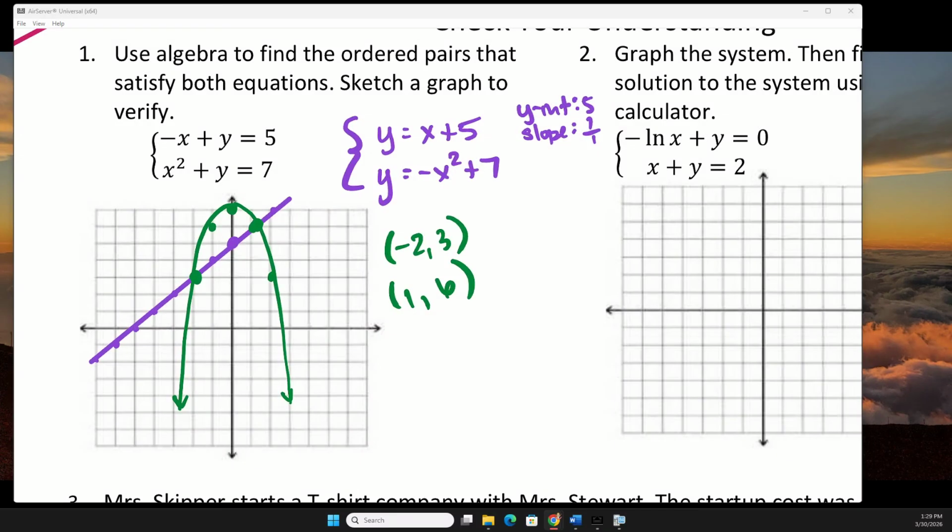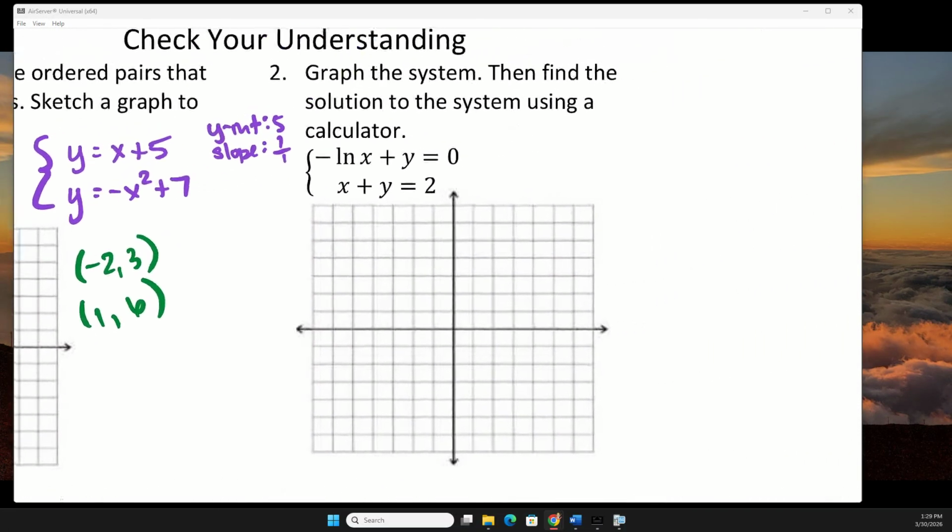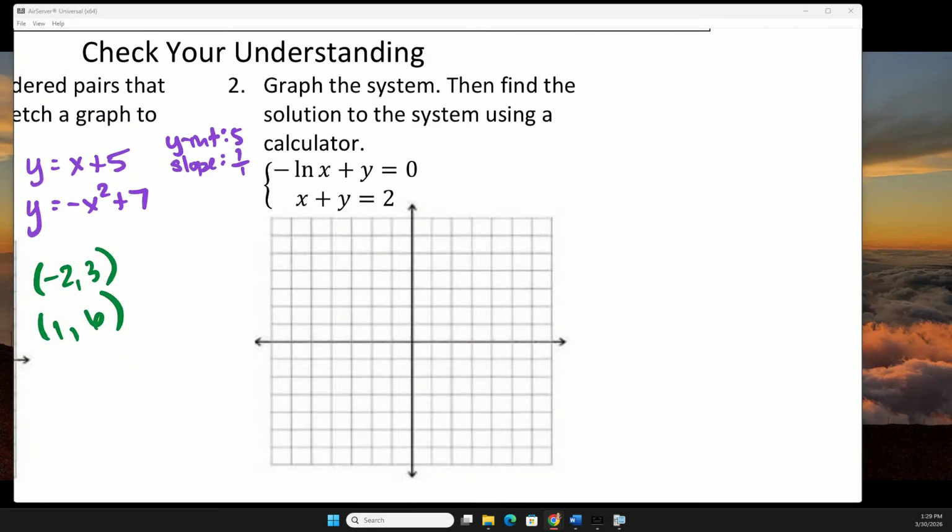All right, and then on number 2, we were going to use the calculator kind of to do. I'm going to graph it without the calculator, but we need to use the calculator to find the solution. All right, so to solve this first one for y, we're just going to move natural log over by adding it to the other side, and then we would subtract the x.